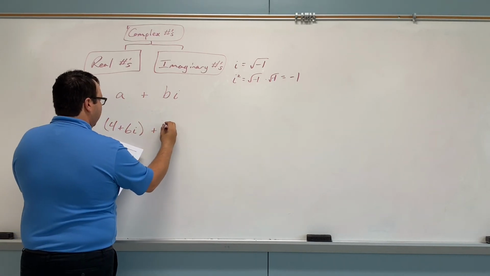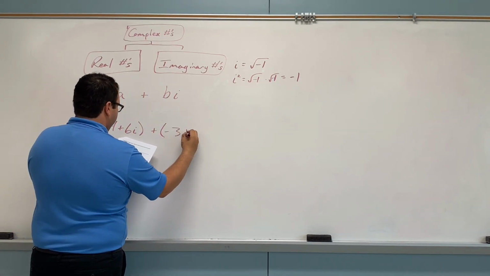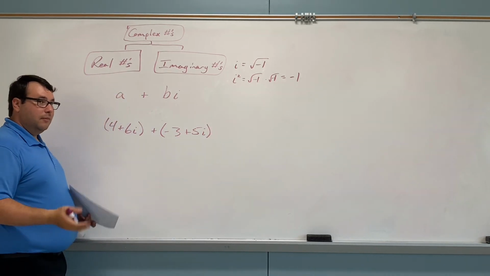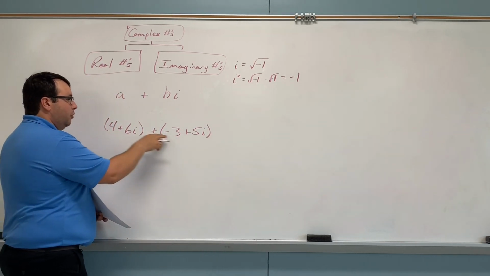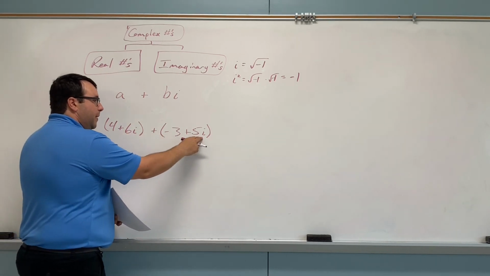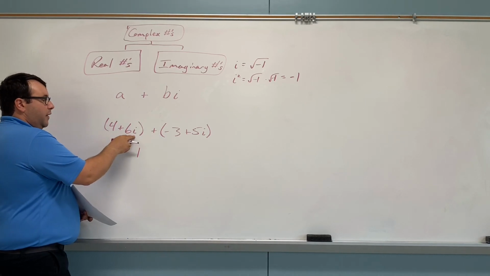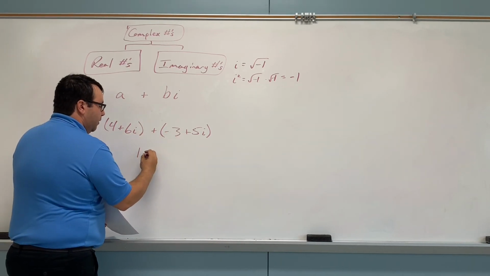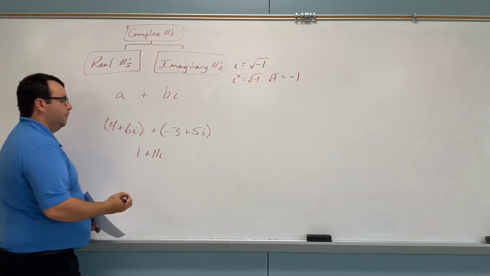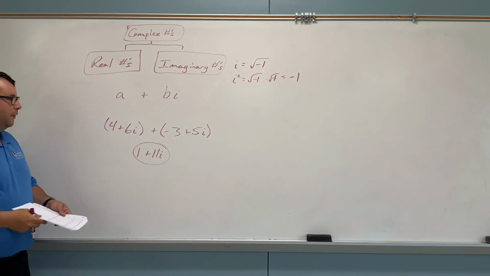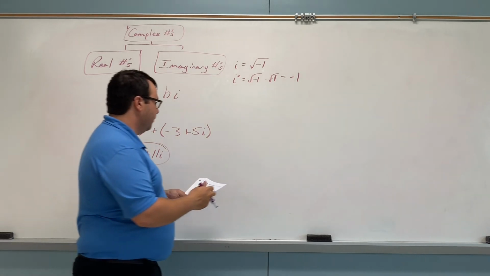If I were to add this complex number with another complex number, it's kind of like combining like terms, very similar. You keep the real with the real, the imaginary with the imaginary. So 4 plus a negative 3 is 1. 6i plus 5i is 11i. And that is it. That is your new complex number from adding two complex numbers.